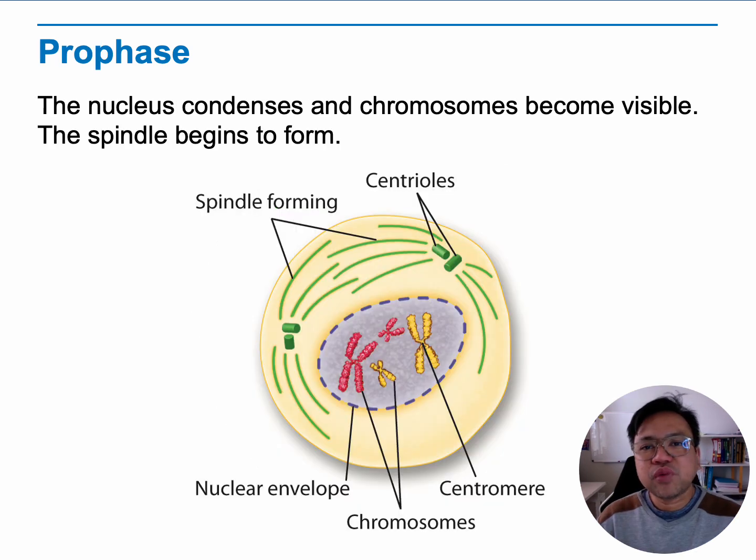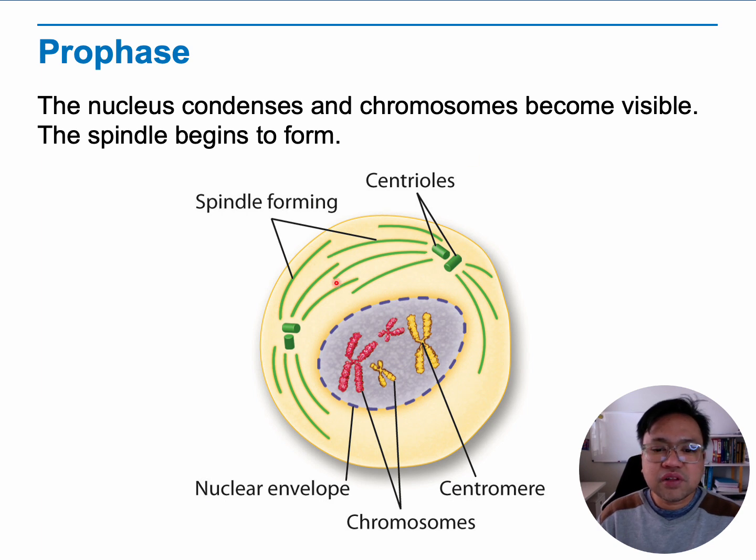Now let us examine what happens during prophase. The nucleus condenses and the chromosomes become visible. Each chromosome has sister chromatids connected at a region called the centromere. The spindle begins to form as shown here, with centrioles organizing the spindle fibers. These fibers will later play a critical role in separating the sister chromatids.